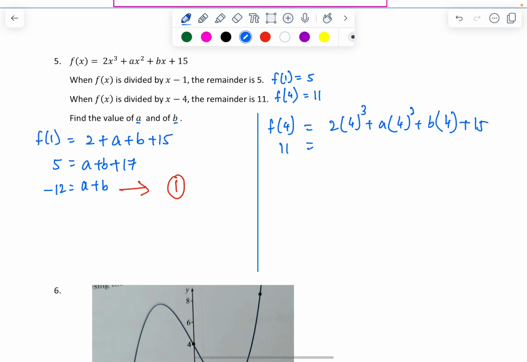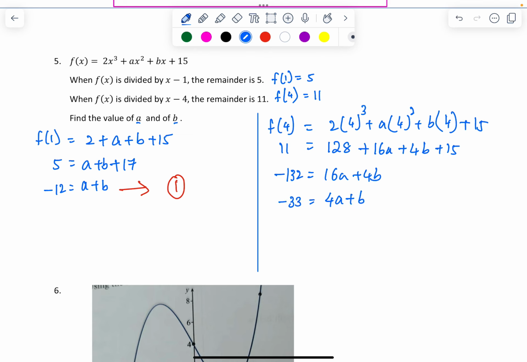Then this gives me 4 cubed is 64, 64 times 2 is 128 plus 16a plus 4b plus 15. So this gives me 16a plus 4b is equal to, simplify, negative 132. I'm going to divide by 4 on both sides. So this gives me 4a plus b equal to negative 33. So this is the second equation. So I'm putting both the equations together, 1 and 2 together.